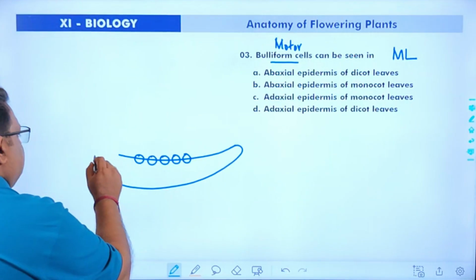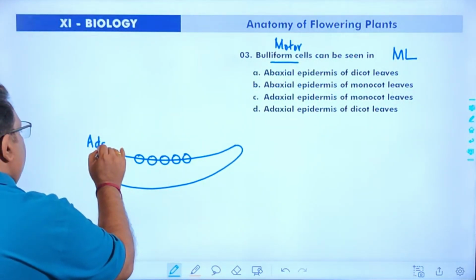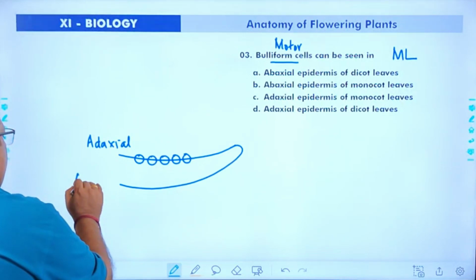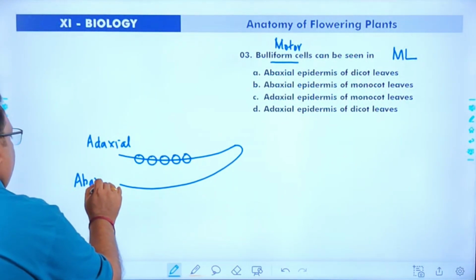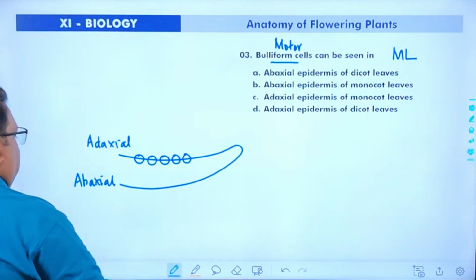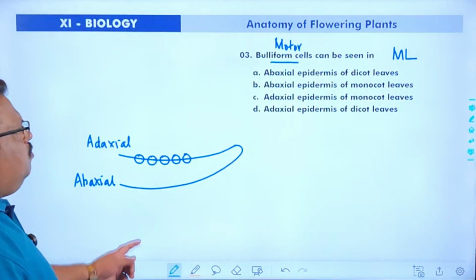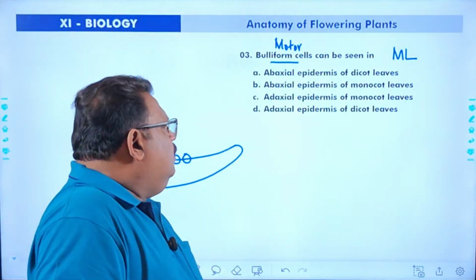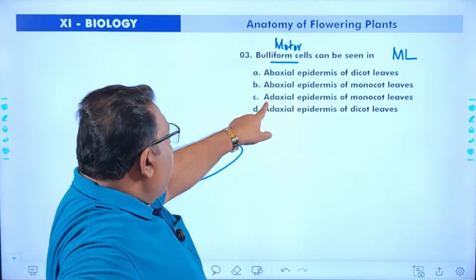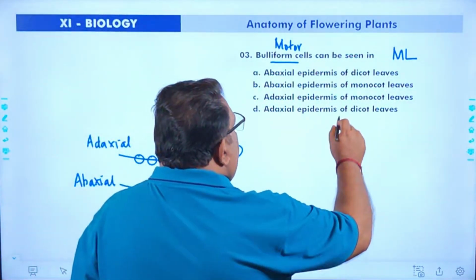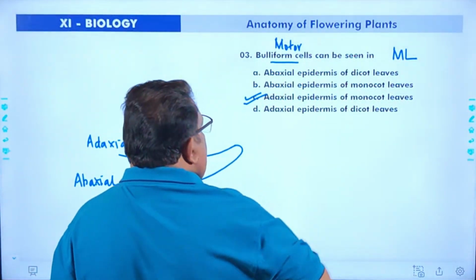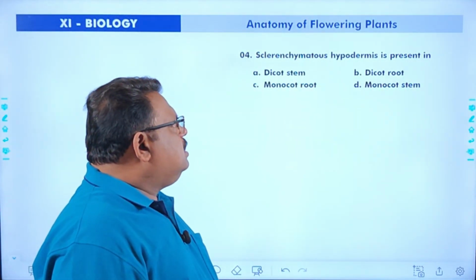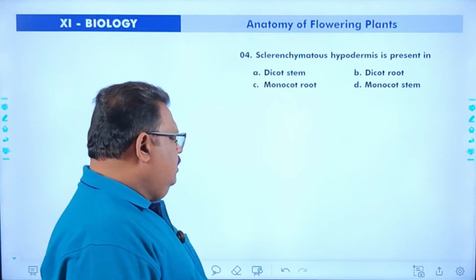So the upper epidermis is called adaxial, and the lower epidermis is called abaxial. The backside is abaxial. So bulliform cells or motor cells are concerned with the rolling of the leaves, and these are present in the adaxial epidermis of monocot leaves. Adaxial means upper epidermis. Next question, sclerenchymatous hypodermis is present in.